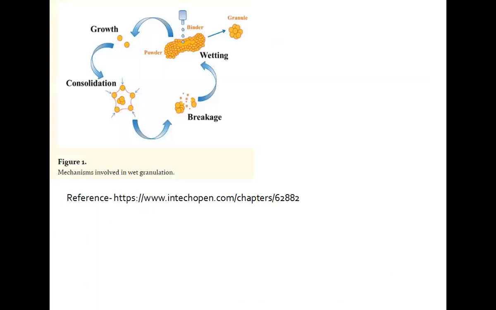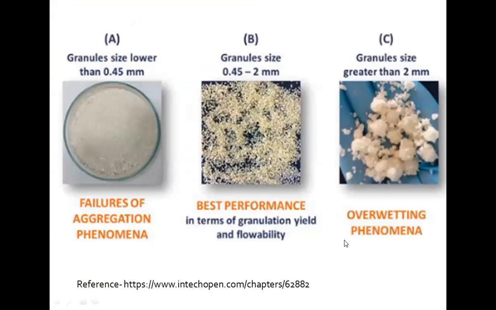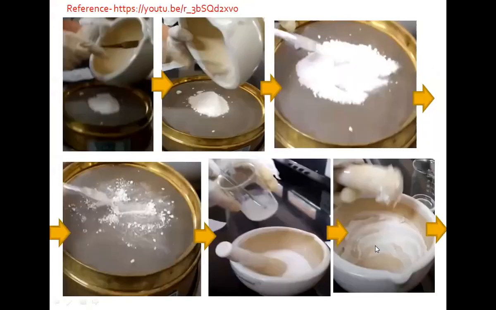This is the mechanism involved in wet granulation. So this is the entire process of wet granulation. This shows the failures of the aggregation phenomena, or the best performance in terms of granulation, fluidity, and the phenomena. So these are the A, B, and C types of granules, I guess. Then this is the simple process where we first sieve all the ingredients. Then make a PVP paste and add it to the coarse or fines of both chemical ingredients. Then prepare a paste.